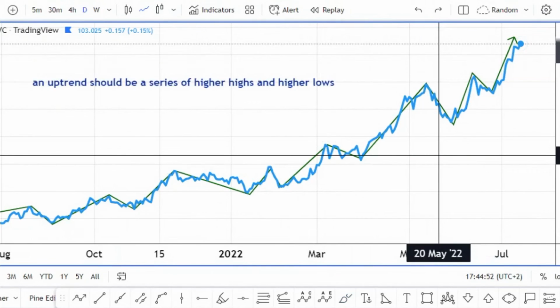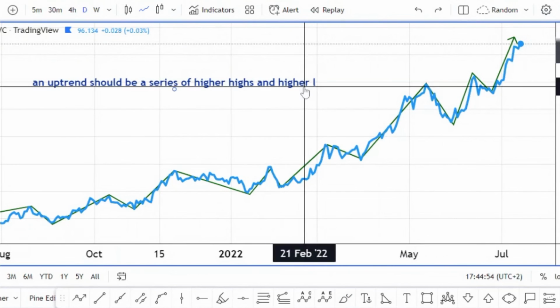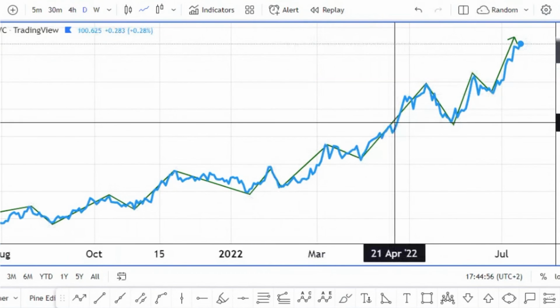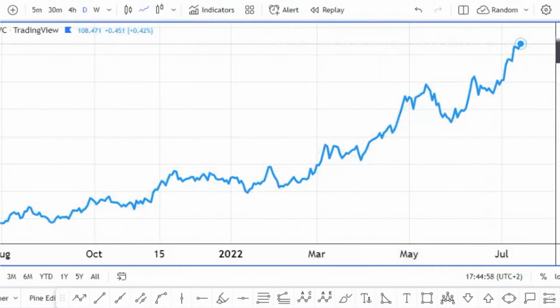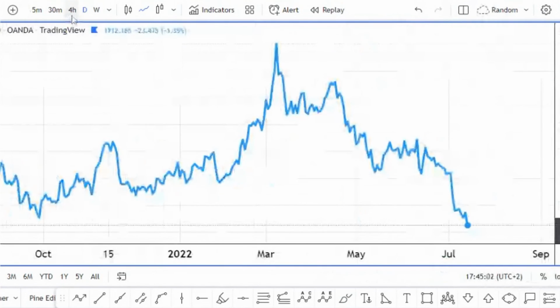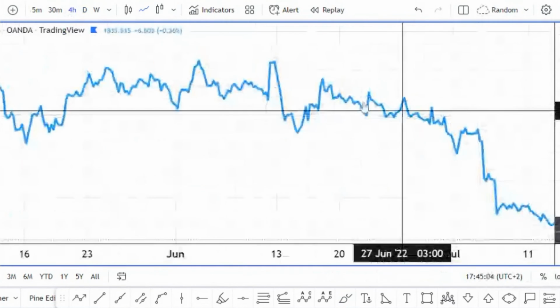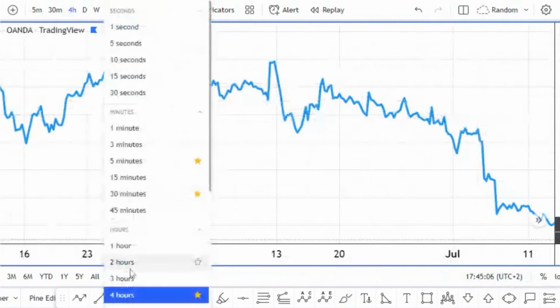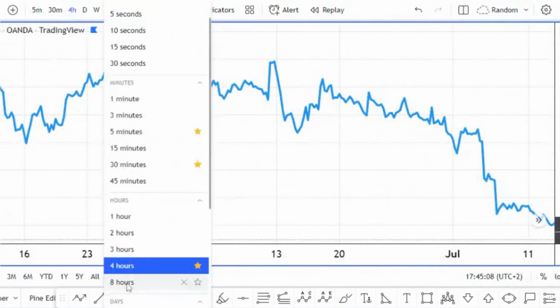We need an example about the downtrend. Talking about the downtrends, let's have a look at the gold price. I think 8 hours should be fine.